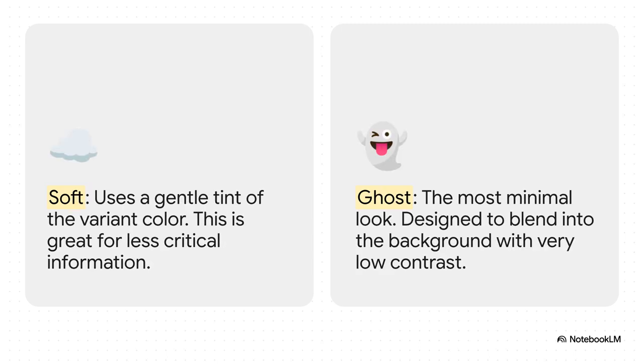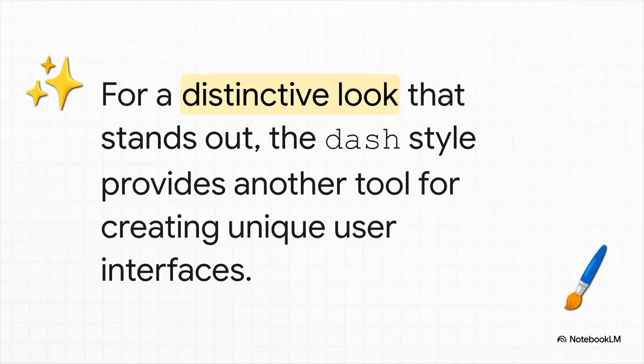Now for an even lighter touch, you can use the soft style, which uses this really gentle tint of the variant color. It's great for less critical information. And for the most minimal look possible, Ghost gives you a very low-profile appearance that just kind of blends into the background. And for a look that really stands out, something a bit distinctive, there's even a dash style available for your outlines. This gives you yet another tool in your design arsenal for creating some really unique interfaces.